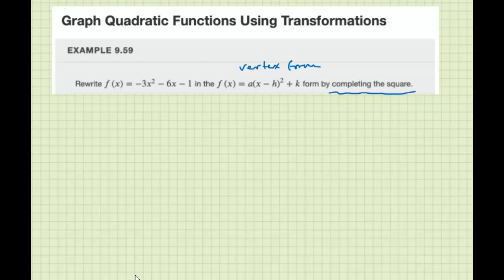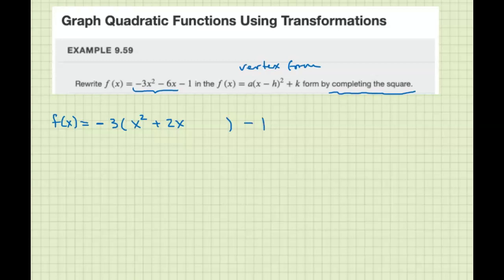So we're going to write our function. You want to look at just the x squared and the x term and factor out the a. You factor out the number in front of the x squared. So we're going to factor out the -3. We're going to get x squared plus 2x, and we're going to leave a space and then write the -1.